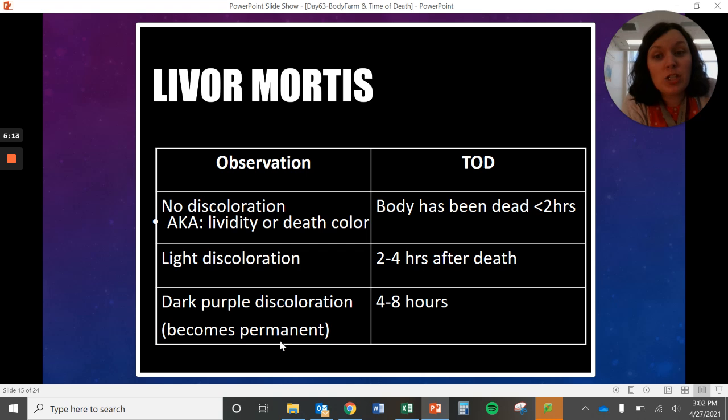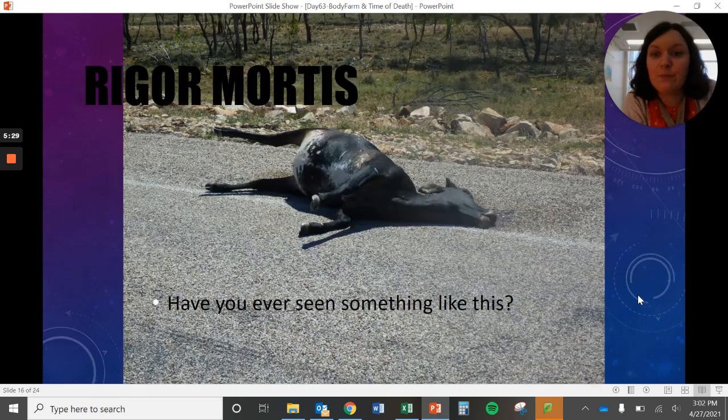Okay, this picture right here summarizes the times and colorations for our livor mortis. So no discoloration, body has been dead less than 2 hours. Light discoloration, we're going to have 2 to 4 hours after death, and a dark discoloration, 4 to 8. And those ranges are because of those temperature differences.